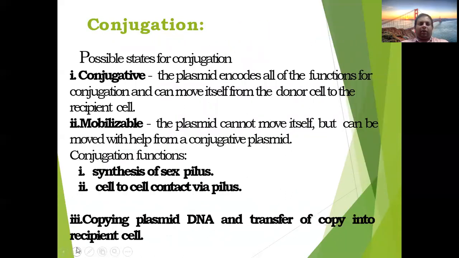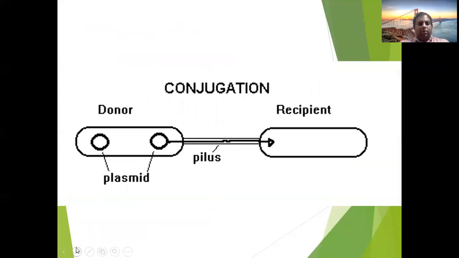Conjugation, that's the third one. For conjugation, the plasmid should be conjugative. A conjugative plasmid encodes all the functions for conjugation and can move itself from donor cell to recipient cell. A mobilizable plasmid cannot move itself, but can be moved with help from a conjugative plasmid. Conjugation functions include synthesis of sex pili, cell-to-cell contact via pili, copying plasmid DNA and transferring the copy into the recipient cell. That's how it happens.